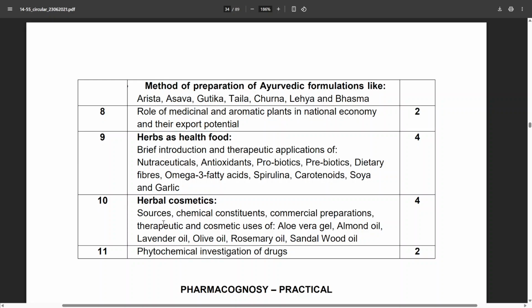8. Role of medicinal and aromatic plants in national economy and their export potential. 9. Herbal and health food.